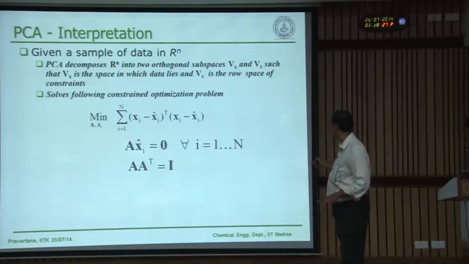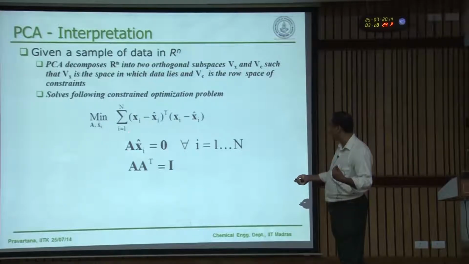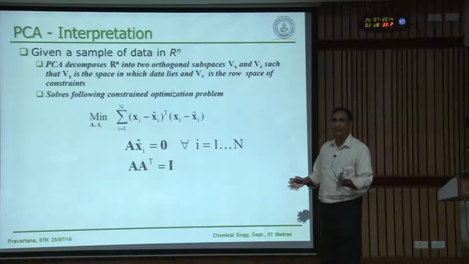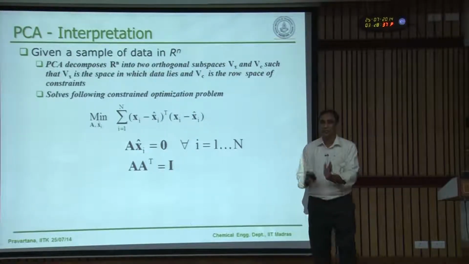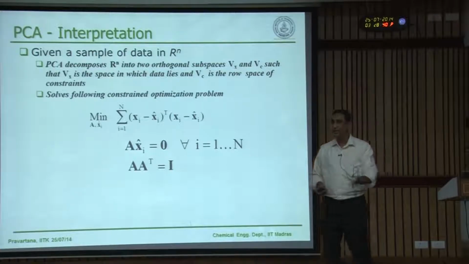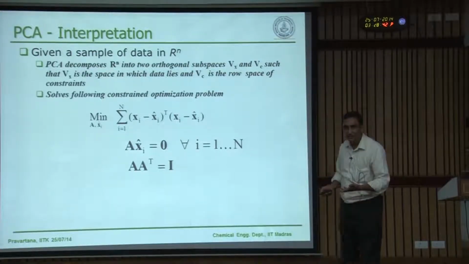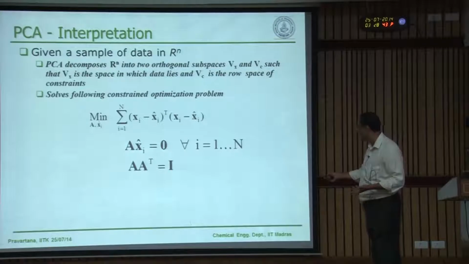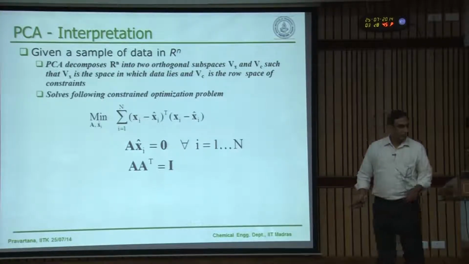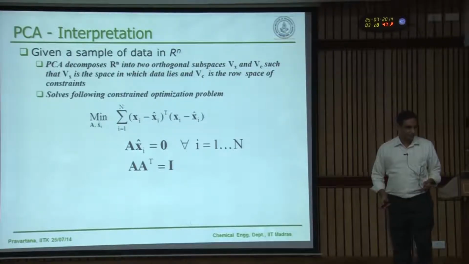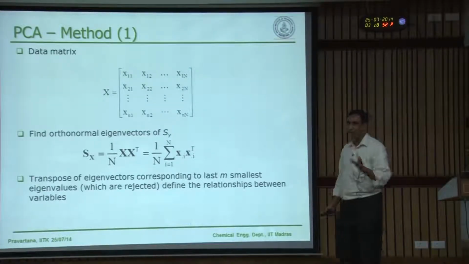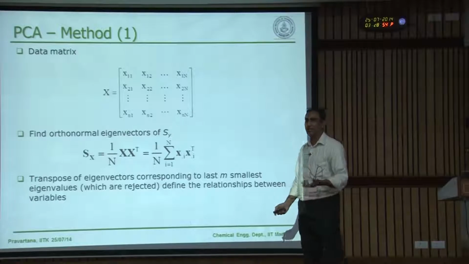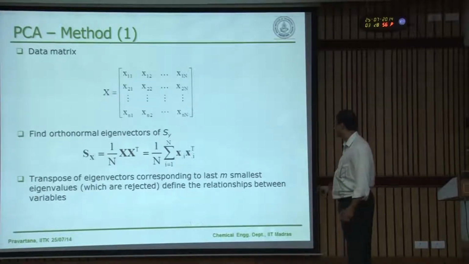That we call Vx. And the orthogonal complement, which is basically the rows of A which are orthogonal to it, that forms the remaining. So you are trying to break this n-dimensional space into two orthogonal subspaces, one in which you believe the true data lies, the other in which the constraints define the row space of the constraints. Okay, so you want a basis for these two subspaces. That's what PCA is trying to find. And the way it does is, I'll give the procedure. The formal proof can actually be shown.